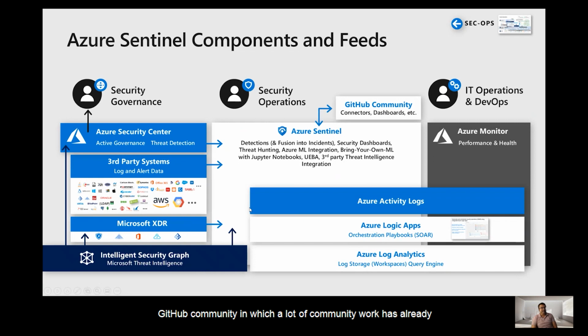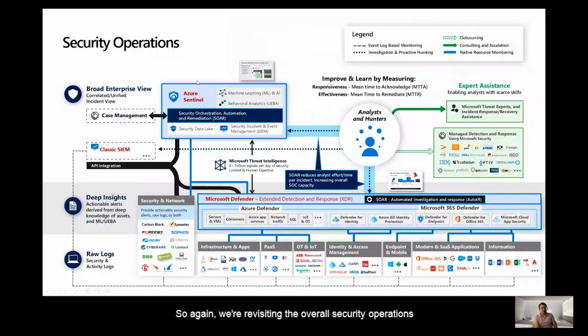And then there is a GitHub community in which a lot of community work has already happened, thus reducing the overall load in terms of getting started, because a lot of the detection models, playbooks, and ML dashboards are already provided by the community so that you can repurpose them. So this is a very short summary of what Azure Sentinel constructs are and how it makes it a very capable and modern SIEM. So again, we are revisiting the overall security operations framework, and this is the summary of what we have discussed up till now.